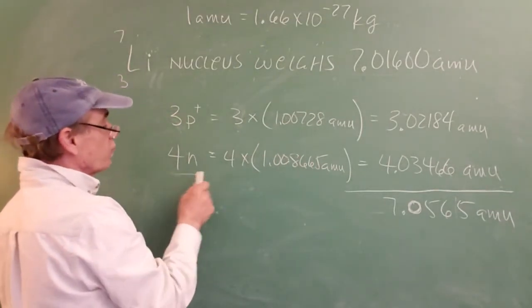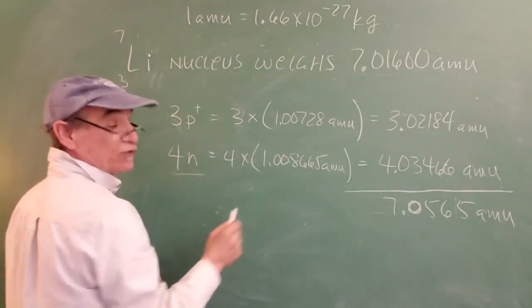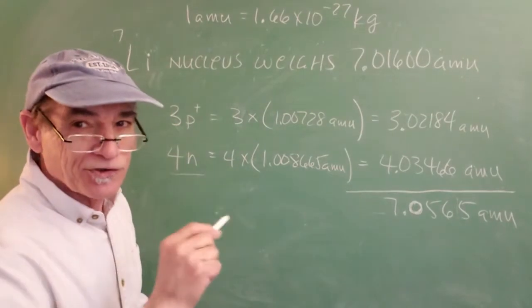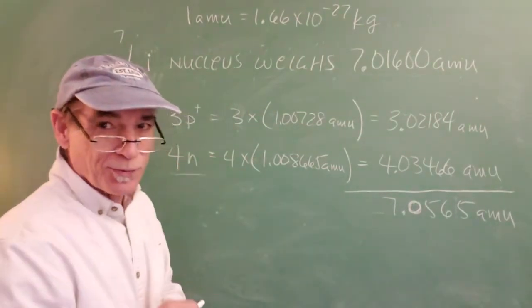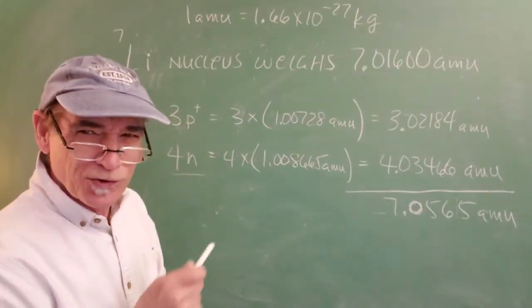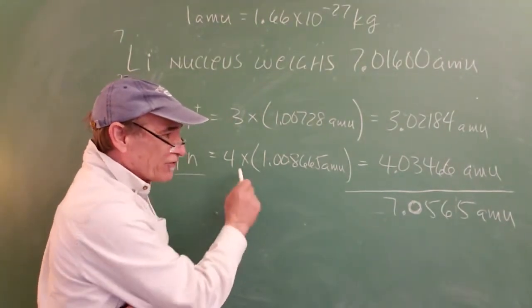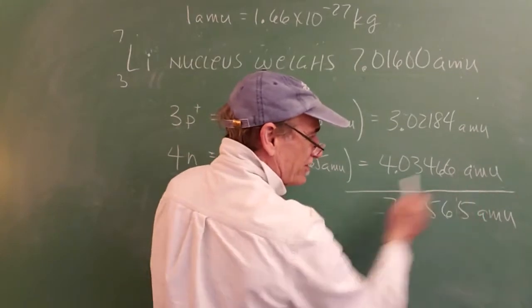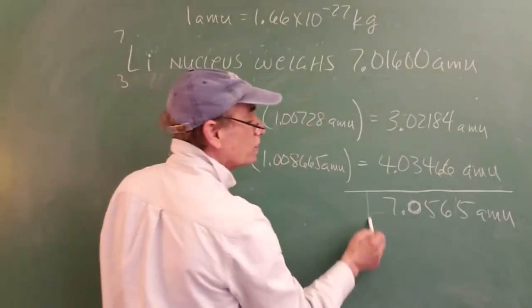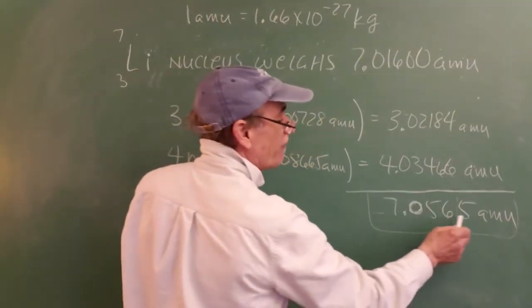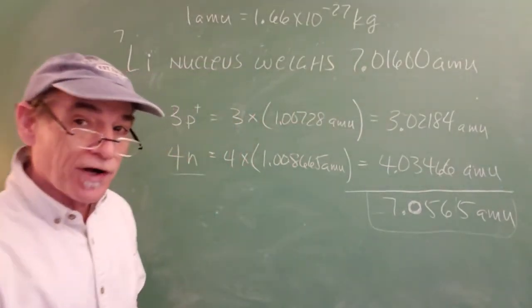Well, it also contains 4 neutrons. Well, 4 times the mass of a neutron, which again, a table in your textbook has all these masses for you to do the problems. I think I assigned maybe 2 of these in the homework. If we took 4 times the mass of a neutron, we get 4.03466 AMUs, for a grand total of 7.0565 AMUs for the parts.